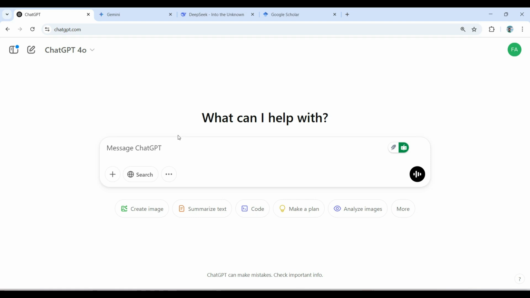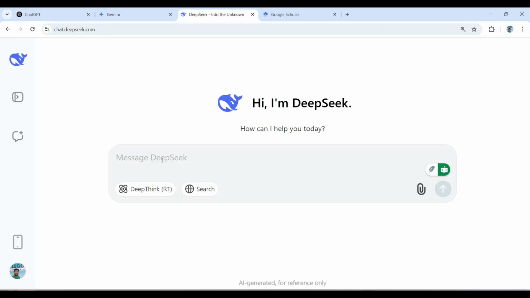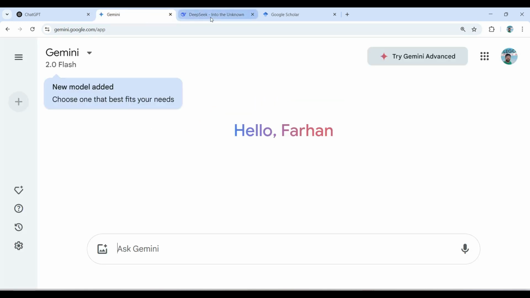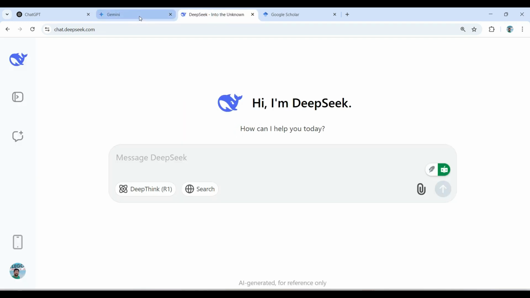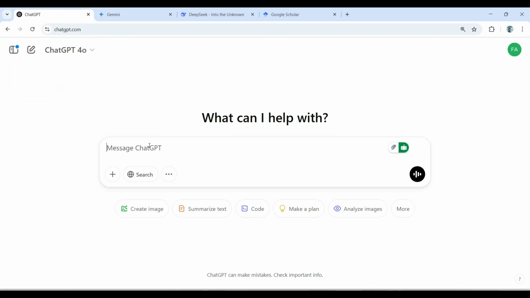For demonstration purposes, I'm going to use ChatGPT, although we can have the same process done on any other generative AI model like Gemini or the newly introduced DeepSeek, and I'll also have some of the prompts on these two generative AI models as well. So let's start with ChatGPT.